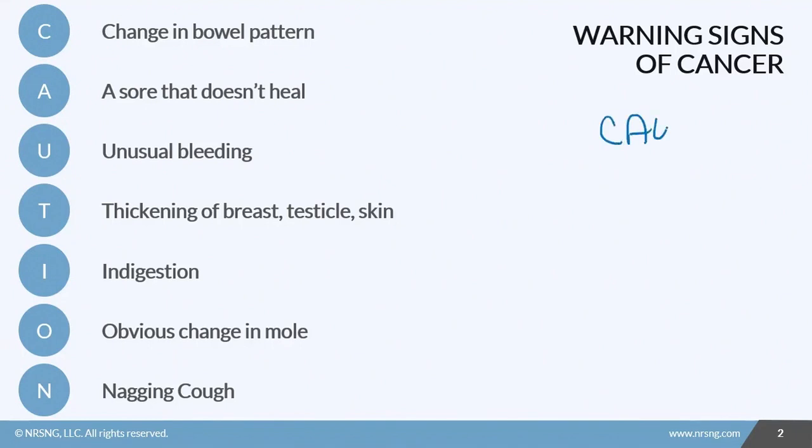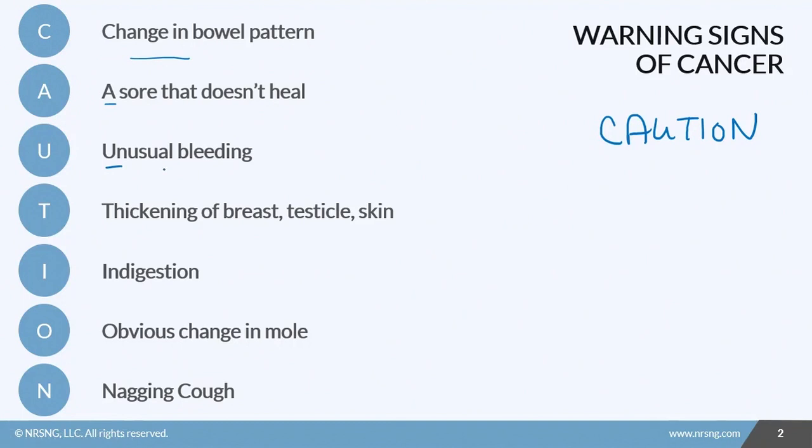So the mnemonic is the word caution. C, change in bowel pattern. If you are regular and you suddenly start seeing diarrhea or even constipation, or especially blood in the stool, that's an indication of a problem. A sore that doesn't heal.